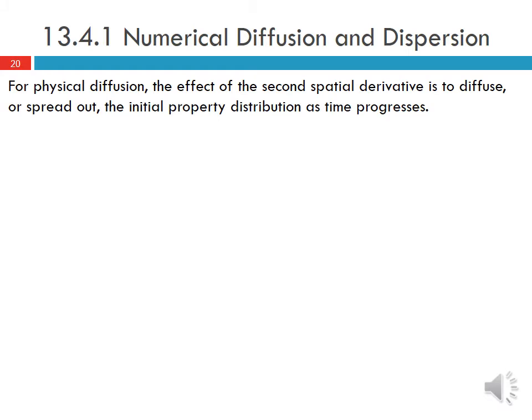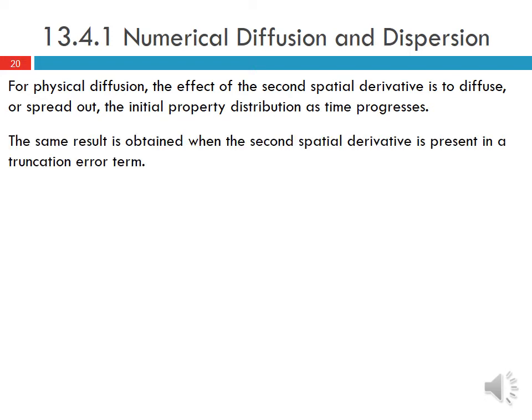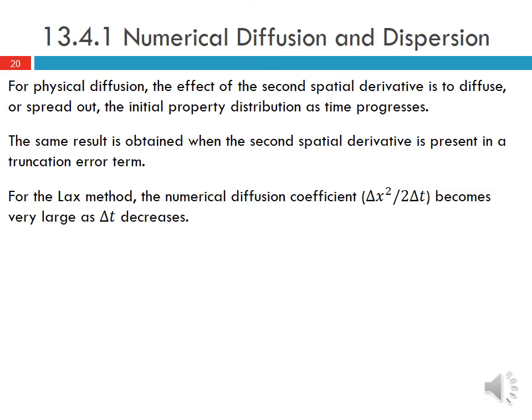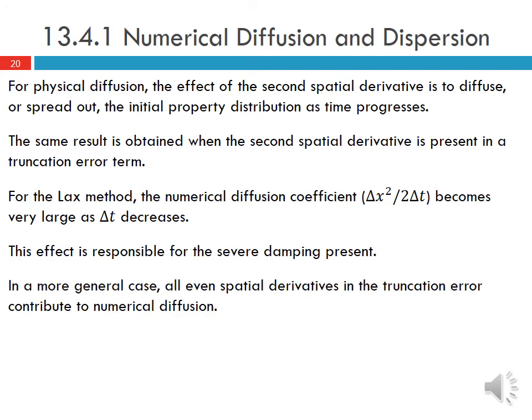For physical diffusion, the effect of the second spatial derivative is to diffuse or spread out the initial property distribution as time progresses. The same result is obtained when the second spatial derivative is present in the truncation error term. For the Lax method, the numerical diffusion coefficient, delta x squared over 2 delta t, becomes very large as delta t decreases. So this effect is responsible for the severe damping present. And in the more general case, all even spatial derivatives in the truncation error contribute to the numerical diffusion.